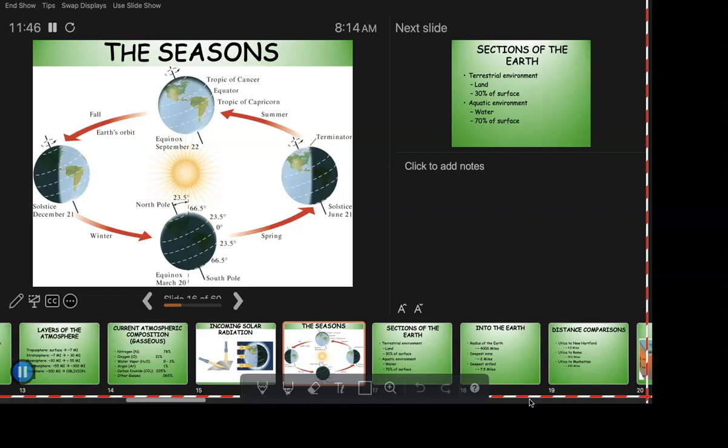On December 21st, this diagram is attempting to show you, because of the tilt of the Earth, the majority of the sun's energy is focused below the equator. We're going to call that 23 and a half south.